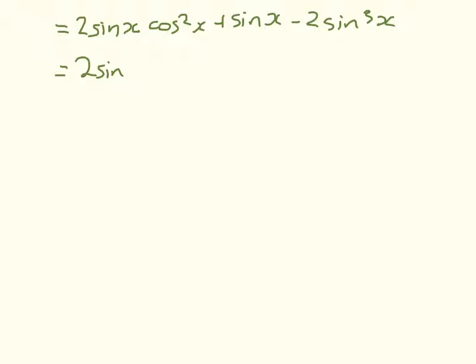Okay, so just rewriting where we were, we've got 2 sine of x cos squared of x plus sine of x minus 2 sine cubed of x. So we replace the cos squared of x with 1 minus sine squared of x. And I've stated why I'm doing that on the page before. Remember to try to show your reasoning. So if you're using a trig identity, you need to be pretty clear about that.